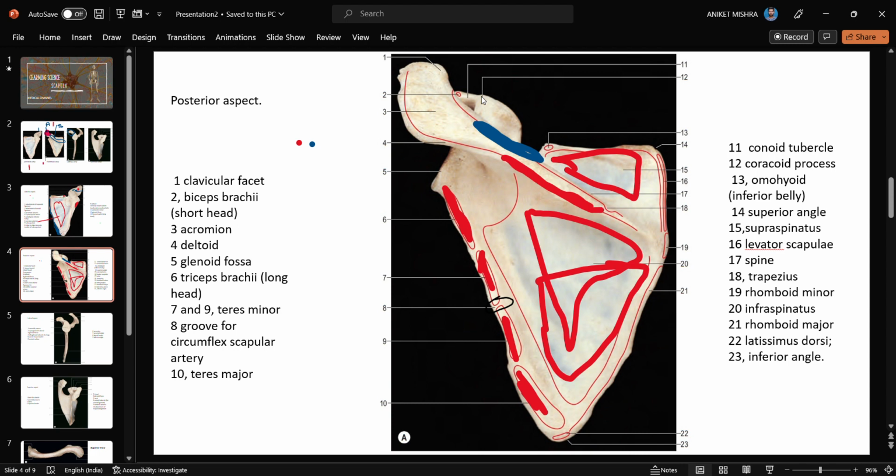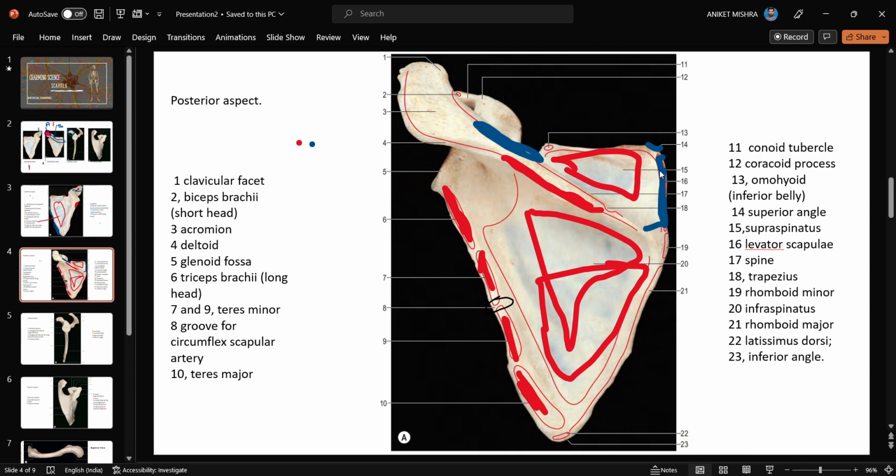Another muscle which is going to insert here is the levator scapulae. This is the place where the levator scapulae muscle is going to insert. The levator scapulae is inserted along the dorsal aspect of the medial border, from the superior angle up to the root of the spine. This is the root of the spine and this is the superior border. So from the superior border to the root of the spine, it is going to insert.